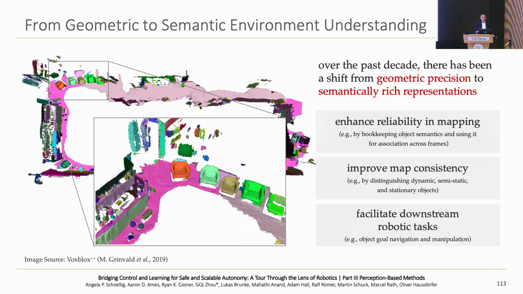On the other hand, semantic information can also help to differentiate dynamic, semi-dynamic, or stationary objects, and this would inform which part should be part of the built map, which part should be updated from time to time, and which part should be masked out in the mapping process. And lastly, semantic information would also inform downstream robotic tasks, for example, object navigation and manipulation, or understanding safety constraints.